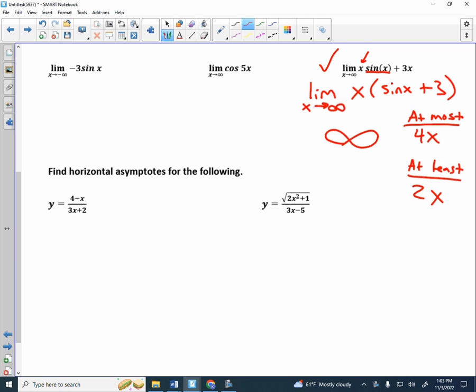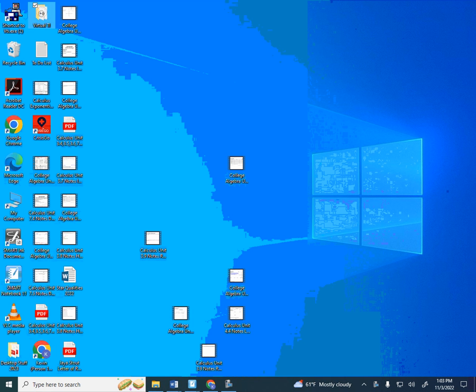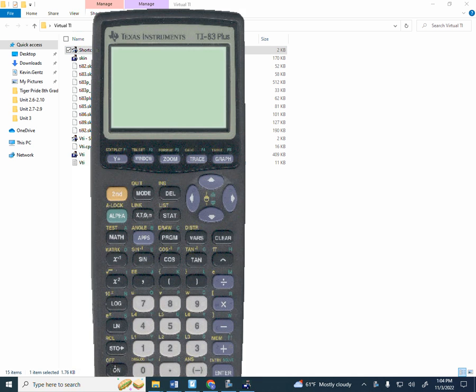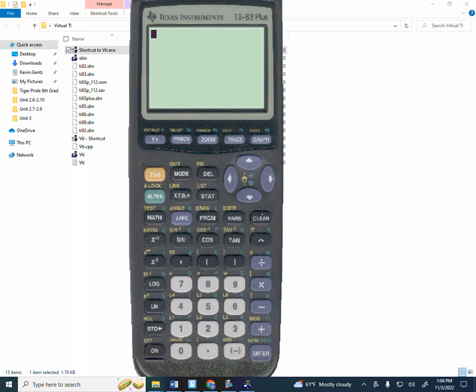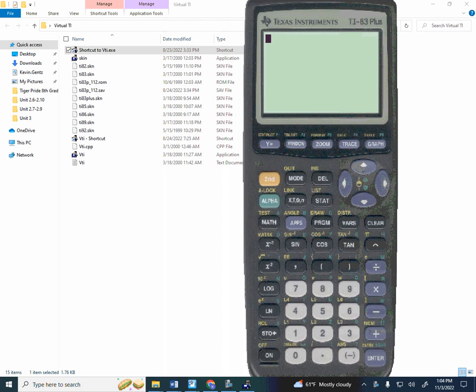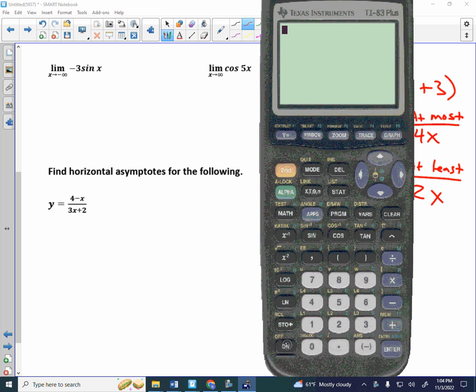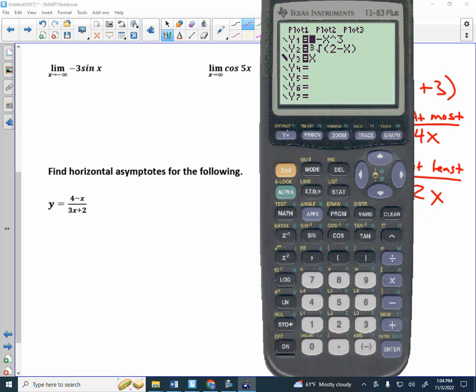Okay? Now, taking out that graphing calculator, go into y equals. And in my graphing calculator, as I turn it on, y equals, clear, clear, and clear. And I'm going to type in this function, 4 minus x over 3x plus 2.